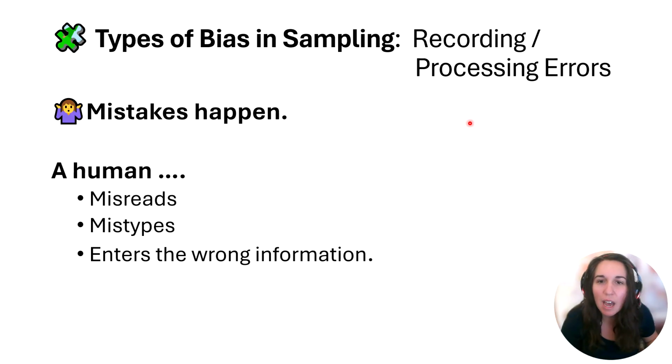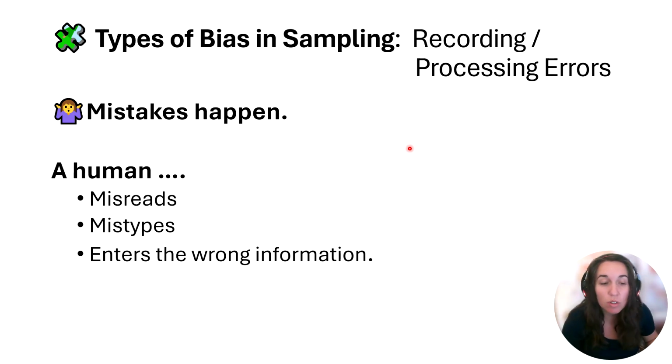Okay, so let's look at our next type of bias, recording or processing errors, right? Guys, mistakes happen. A human can misread, mistype, or enter information wrong. And even small errors at this stage can mess up everything we do later when organizing and analyzing.